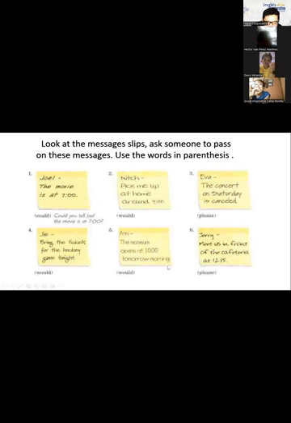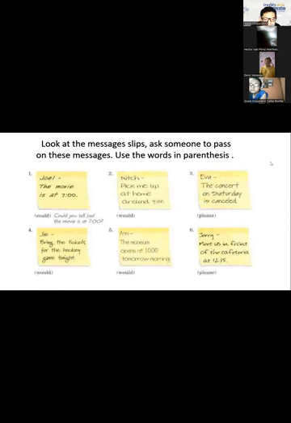Say yes or no. Is it clear what you had to do? We only use the could and would, depending on if our request or messages. Yes, if you can see here, they give us the words in parentheses.